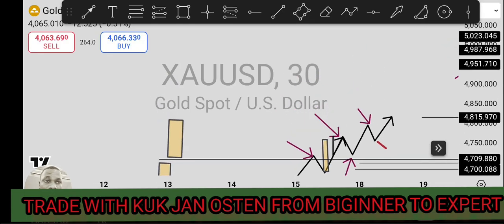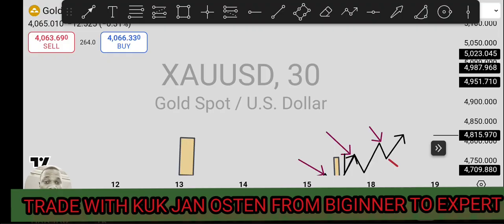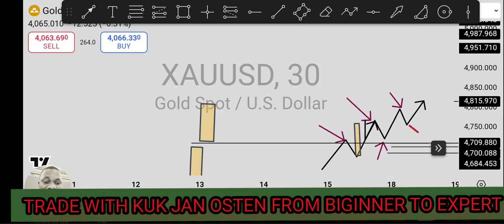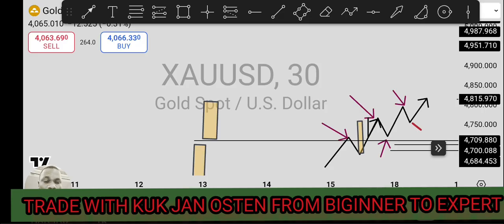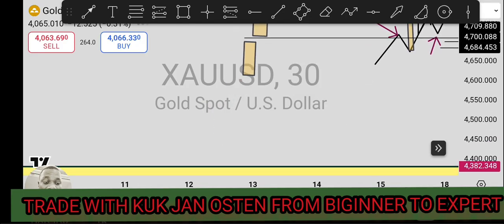There are several things I've talked about: change of character, break of structure, liquidity, fair value gap, and the retracement. So we are going to be combining an order block plus a fair value gap plus the 50% retracement. We are going to be entering at the 50% retracement, and placing the stop loss above the order block.